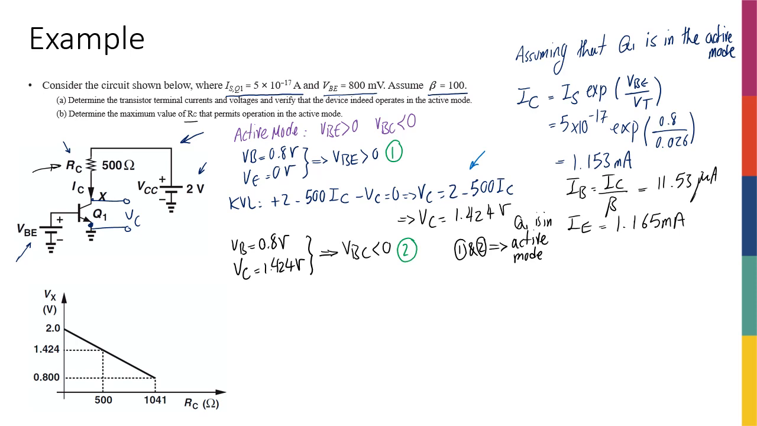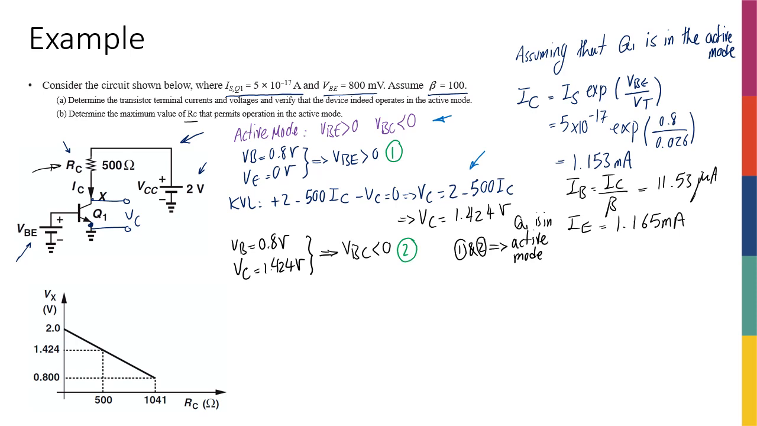Okay, so again, looking at the conditions of the active mode, which are these two here, I can see that one of them is really independent of RC, because VBE is not a function of the value of that resistor. VB is constant, VE is constant, so I can be sure that my VBE is always going to be greater than 0.